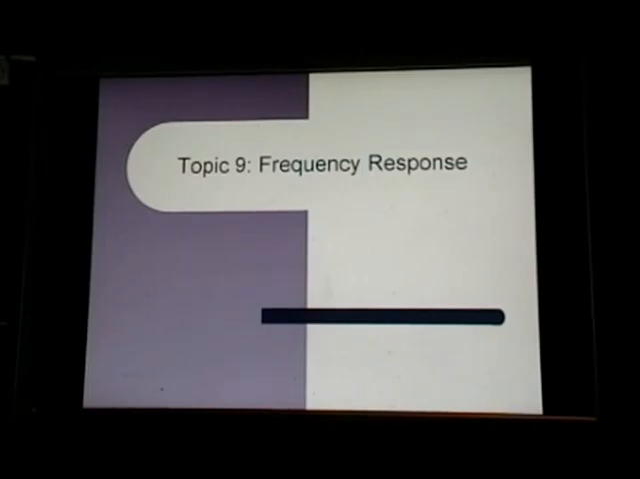Today we're going to talk about just a few more topics on frequency response, and then we're going to get to more topics on frequency response when we get to feedback. But for now, we're still just talking about poles and zeros, so just some final points on that today.